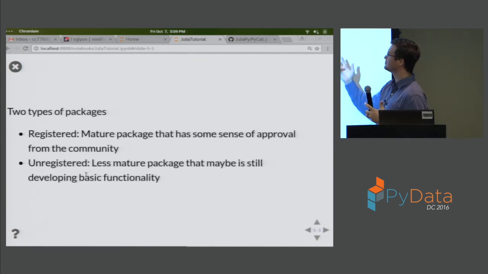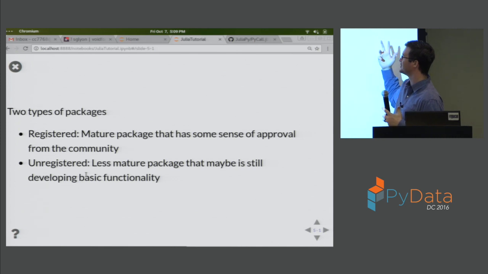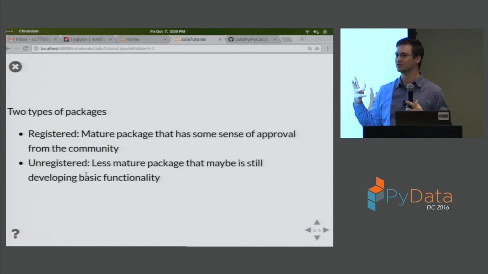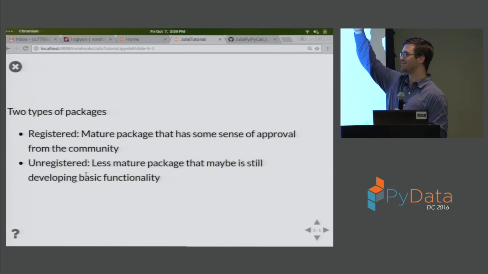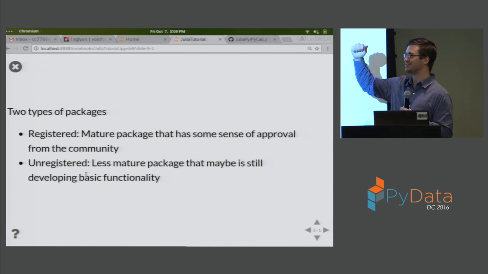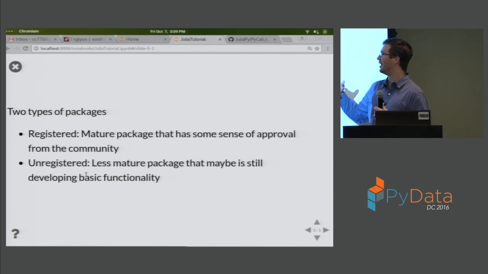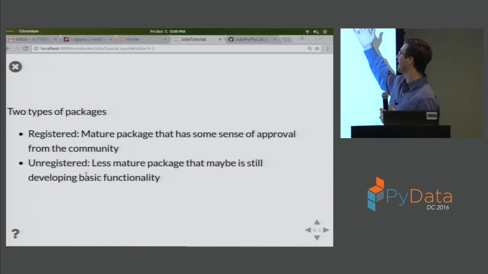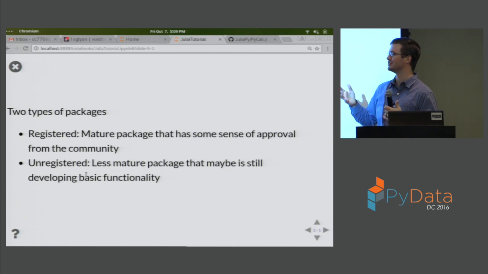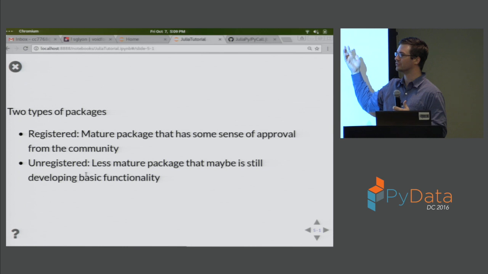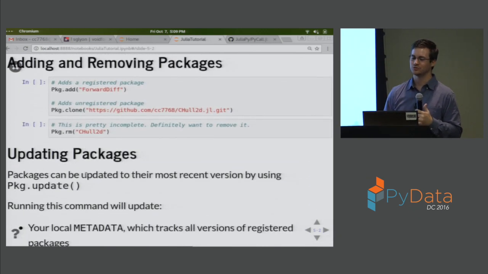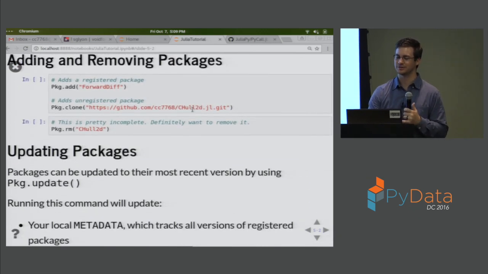So you can have registered packages. These are mature packages that have a sense of approval. There are some guys that keep a big file of all of the registered packages, and they keep track of when they update. These are packages that people have approved, and then unregistered are things a lot of people have written offhand or are progressing towards becoming registered. You have to install these packages a bit differently.